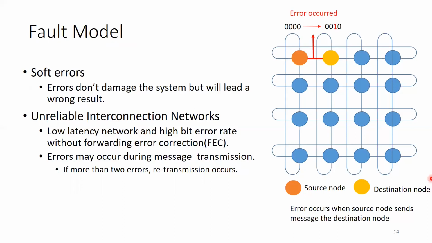The figure shows an interconnection network with 16 nodes. The source node sent a message 0000 to the destination node, but a bit flip occurs during transmission. The message was changed to 0010. Because the diagonal ABFT can detect and correct two errors. If there are more than two errors, the message should be retransmitted.